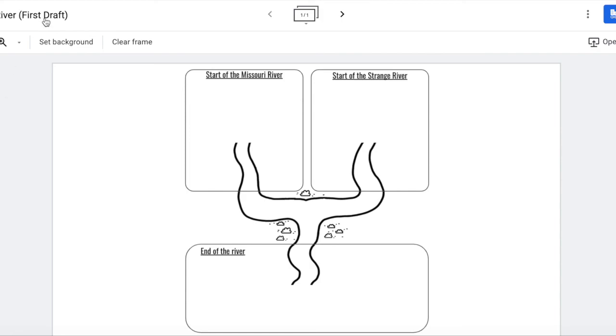This is our first draft because as you learn more about rivers, we're going to come and make changes. That's all for now. See you in the next video.